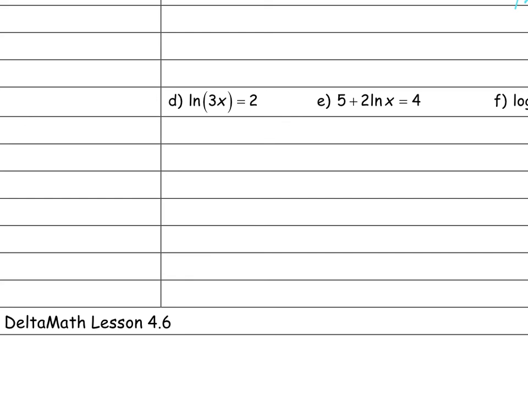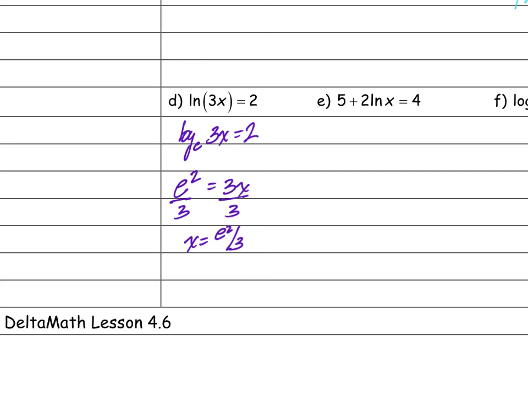And then on D, I have a natural log, so I want to rewrite that as log base E. So I'm going to rewrite this as log base E of 3x equals 2. So this becomes E squared equals 3x. Then I'm going to divide by 3. So x is going to equal E squared divided by 3.